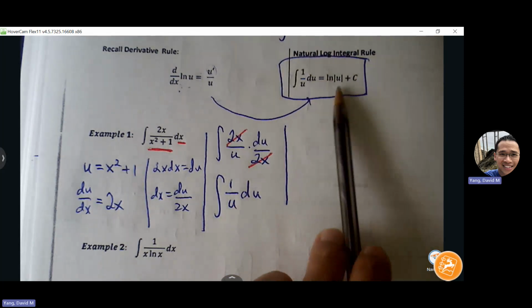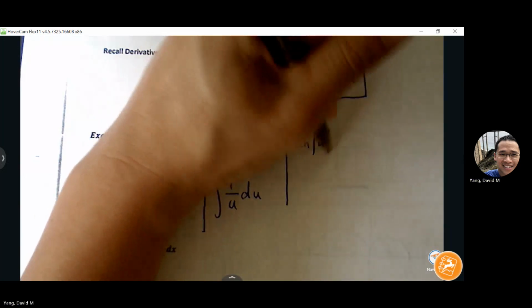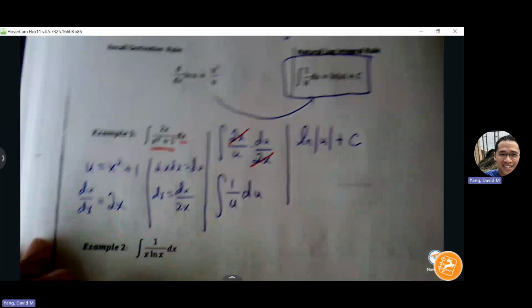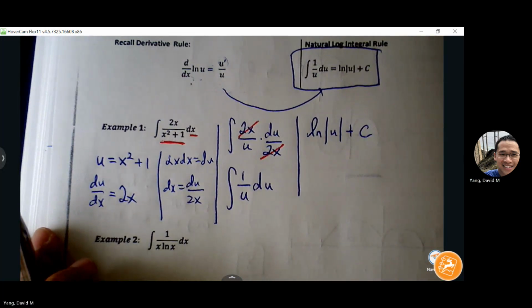So we can jump into our integral rule. Natural log absolute value of u plus c. Remember, u is only a temporary variable. We have to bring our answer back in terms of what? x.